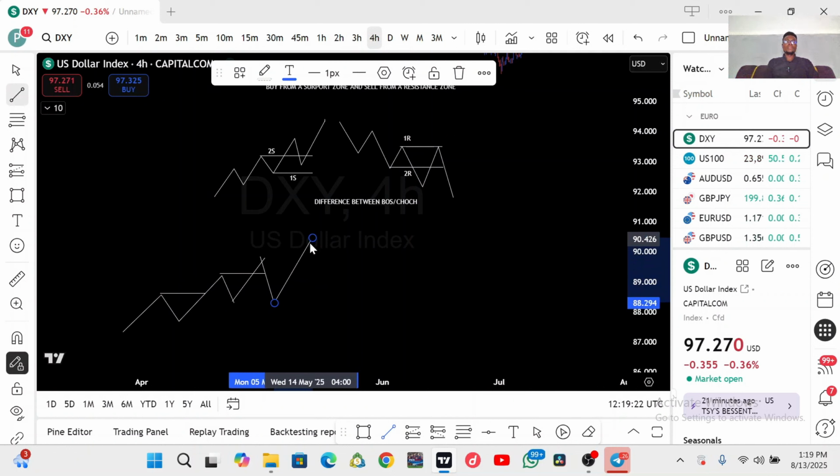But however, the only time we say there's a change of character in the market is when price decides to do this. Boom. Take out this previous low. Now don't forget, this is what? 1X, right? And this is what?